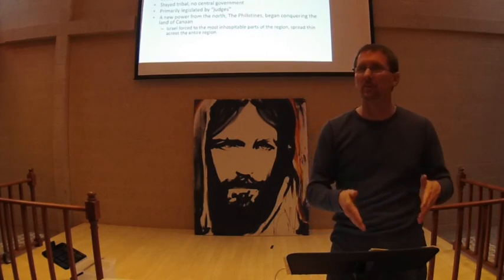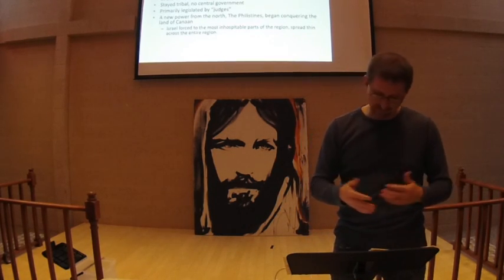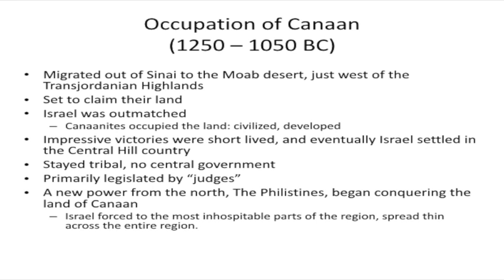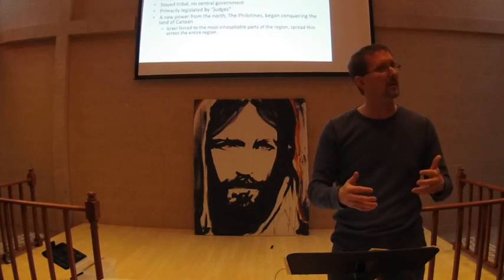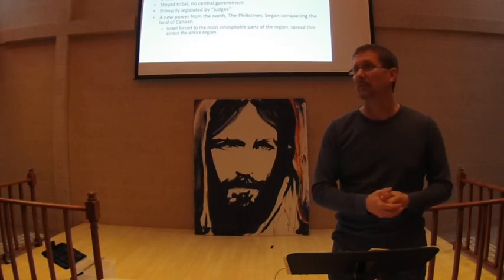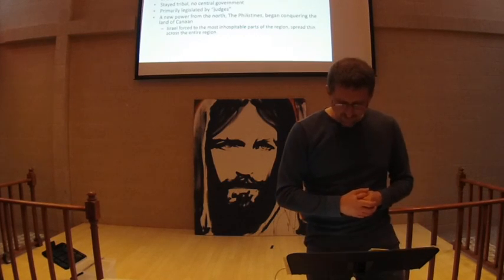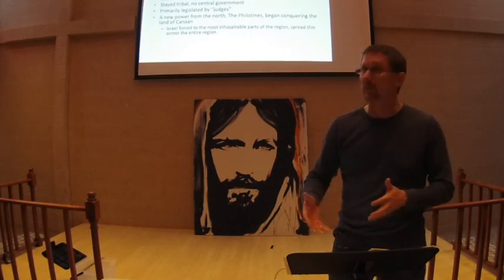The people of Canaan were in the land, and the Canaanites were there. After all, it's called the land of Canaan. And they were a civilized people. They were a little bit further along in their development. They were settled, and they were fortified. So now we have Joshua.